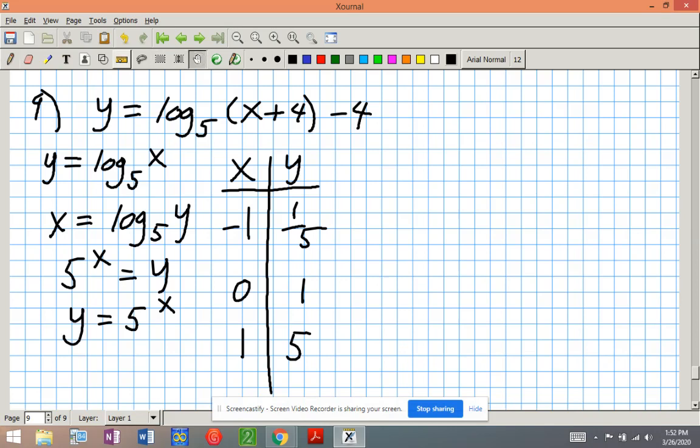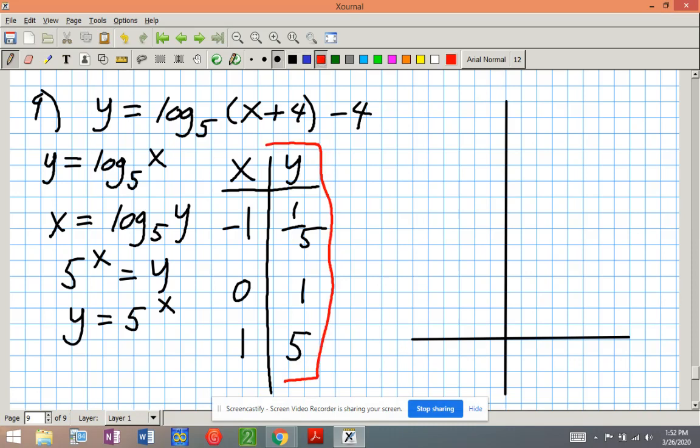Okay, so again, don't get confused on this. We're not going to graph these points. That's the inverse. We're going to reverse those ordered pairs to give us, let me separate this out so you're not confused here. Those are the inverse. That's not what we want. We're going to switch them now. So we're going to have 1/5 go with -1. 1 goes with 0. And 5 goes with 1.